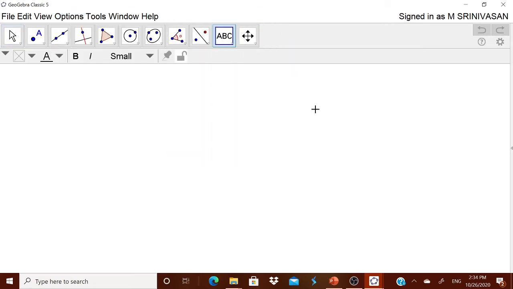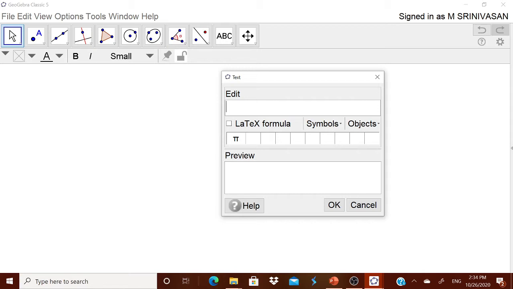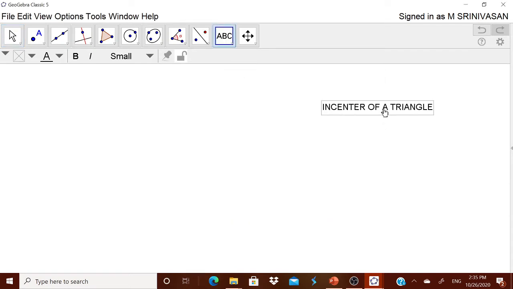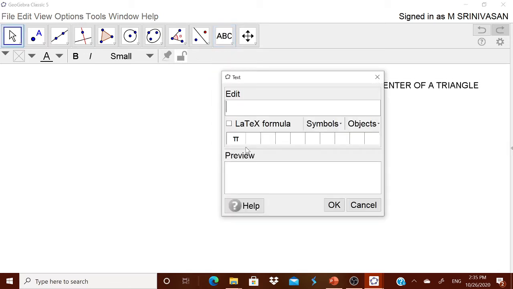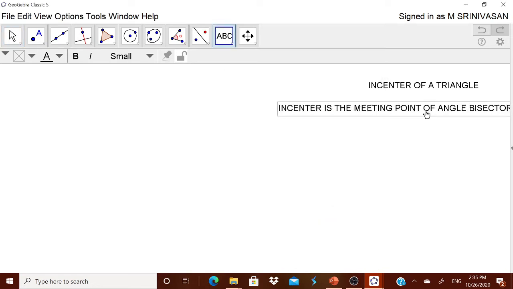You can start the discussion with explaining what is the in-center of a triangle. You can put the in-center. You can tell the definition of the in-center: in-center is the meeting point of the angle bisectors. Okay, that's all simple.